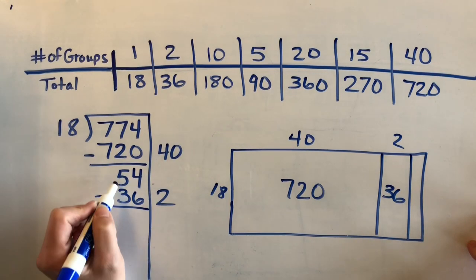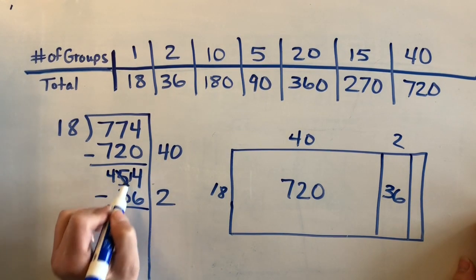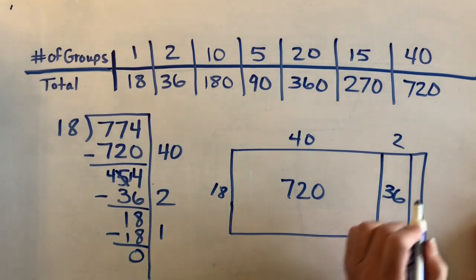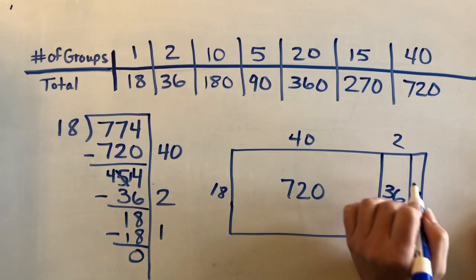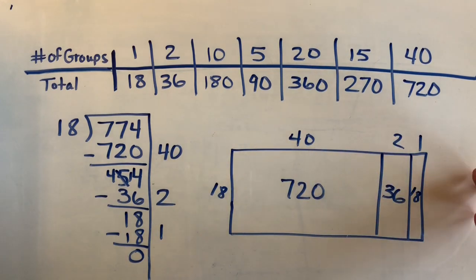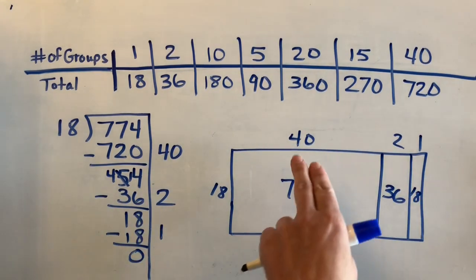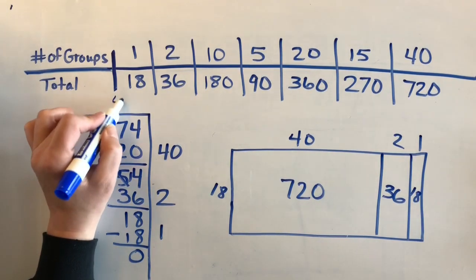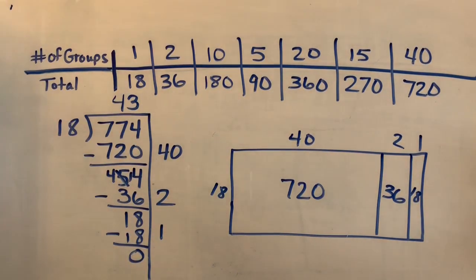And I subtract, again, if you have to borrow, please do. So I have 18 left. That's 1 more group of 18. I subtract, and my remainder is 0. So 1 more group would be here. So then when I add these numbers up, just like when you are making your array model, 40 plus 2 plus 1 is 43. So the quotient is 43.